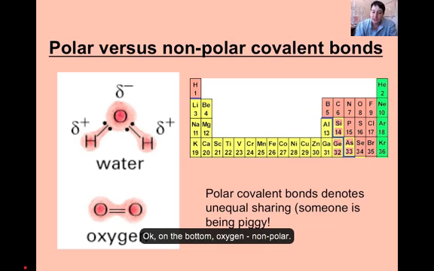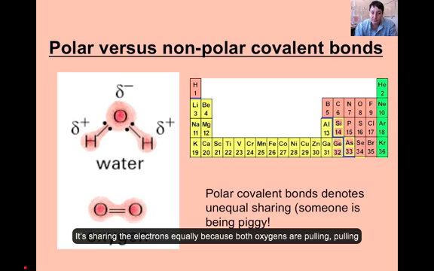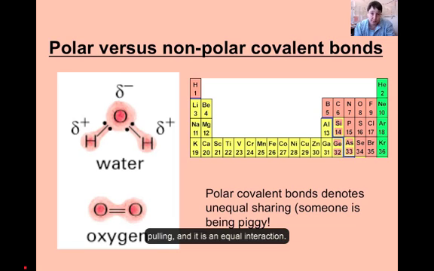Think of polar as just being opposites. Okay, in the bottom, right, oxygen, non-polar. It's sharing the electrons equally because both oxygen atoms are pulling, and it's an equal interaction.